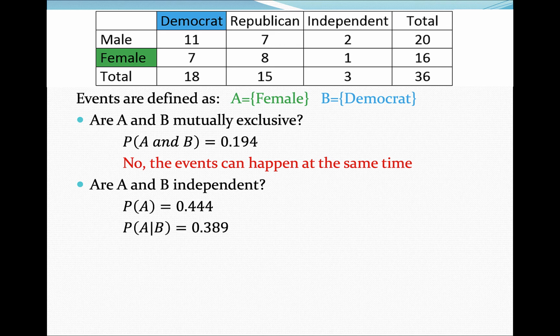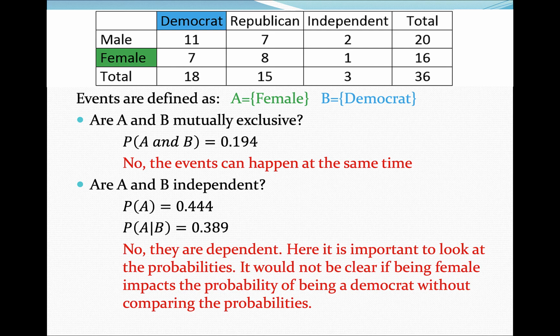You got to compare, as we said before, the probability of A to the probability of A given B. If these two are equal, then they're independent. If they are not equal, then they are at least somewhat dependent. So here, they are not equal, so no, here they are dependent. And like I mentioned before, it's important to look at the probabilities here, because it is not clear if being female impacts the probability of being Democrat without comparing these probabilities, because it might be true in one population and not true in another population. So you got to be really careful, and you got to make sure that you actually check the probabilities there.